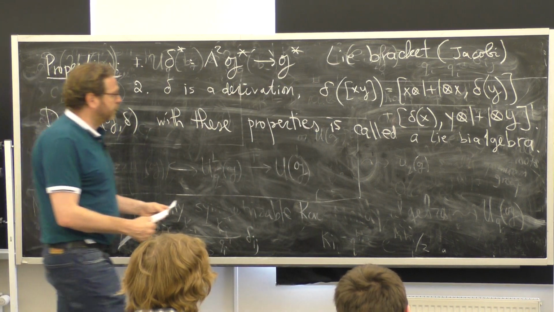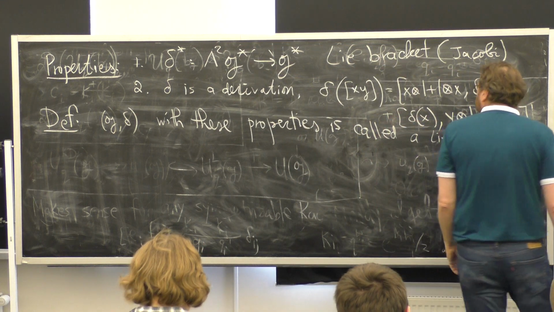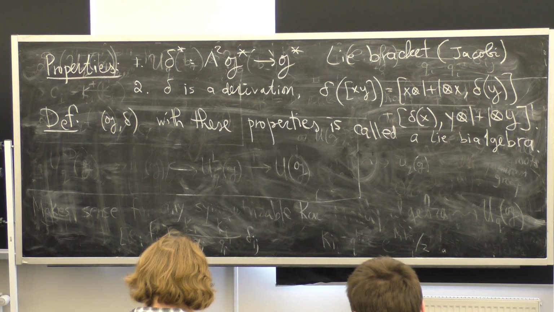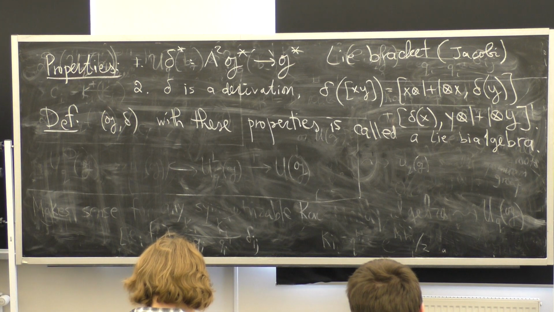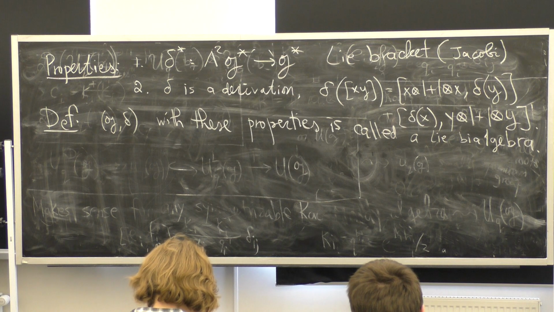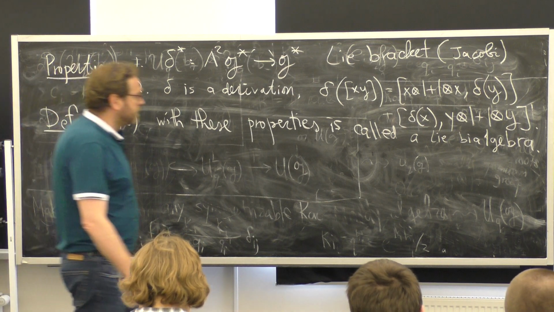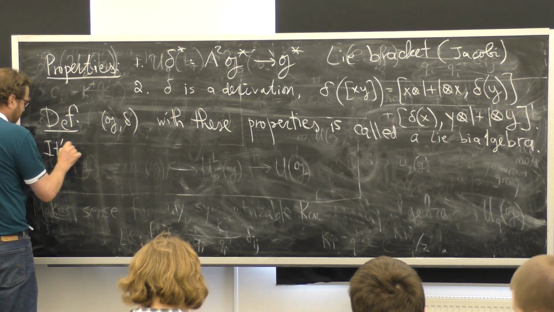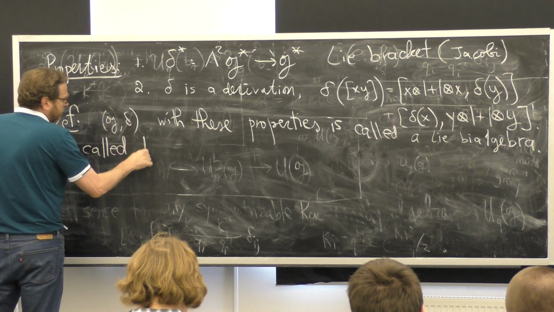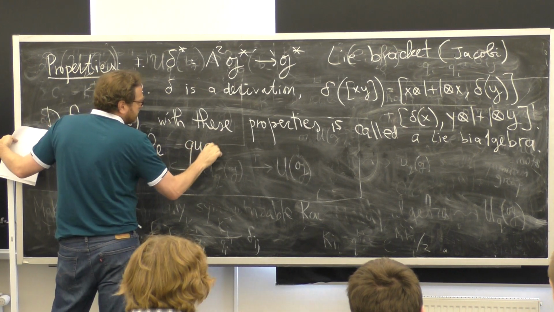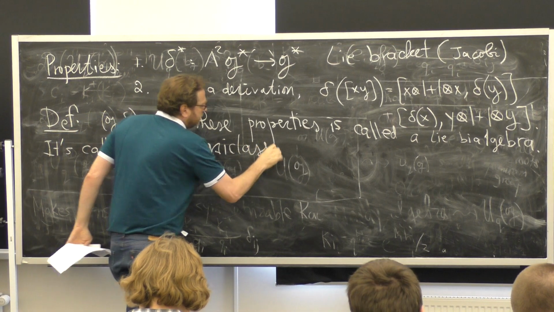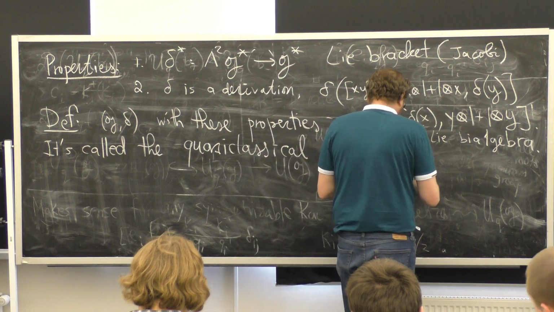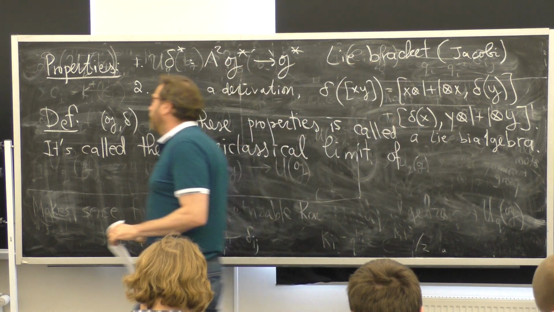And Drinfeld called it a Lie bialgebra because it has two Lie brackets. The G has a Lie bracket and G star has a Lie bracket. So you have two Lie algebras corresponding to the same space. One realized on the space itself and the other realized on the dual space. And this Lie bialgebra is called the quasi-classical limit of the Hopf algebra, so of A.